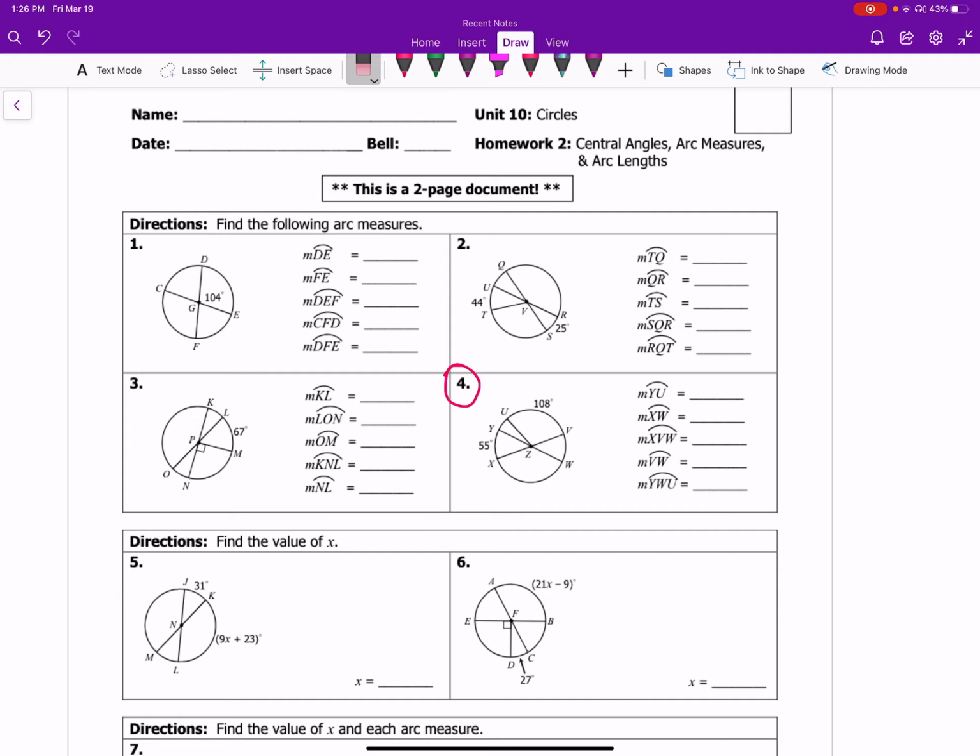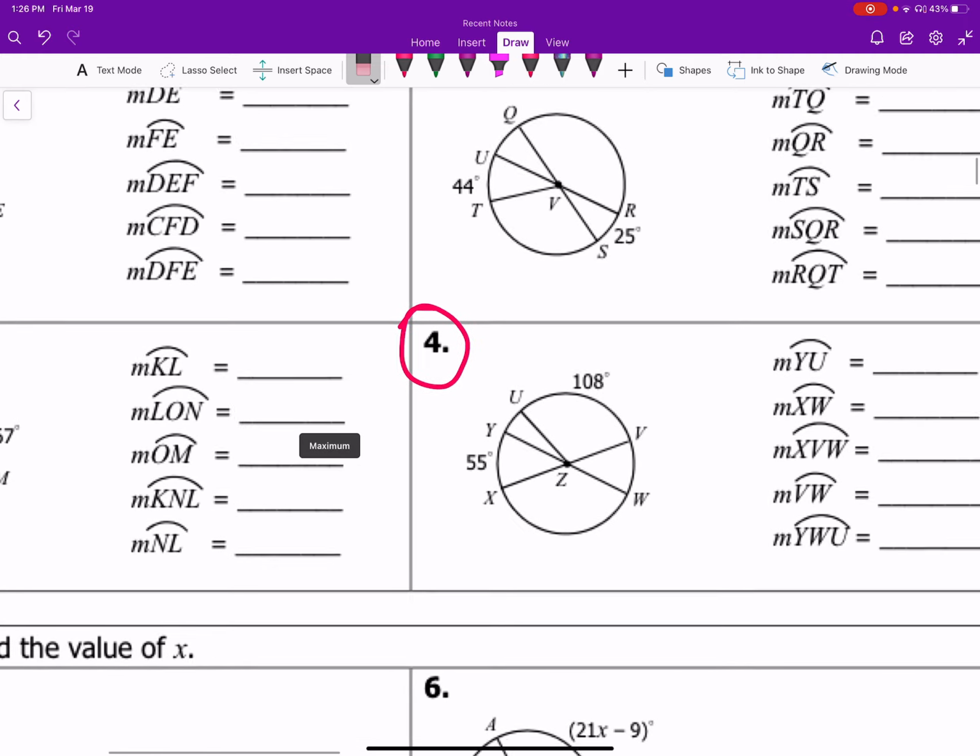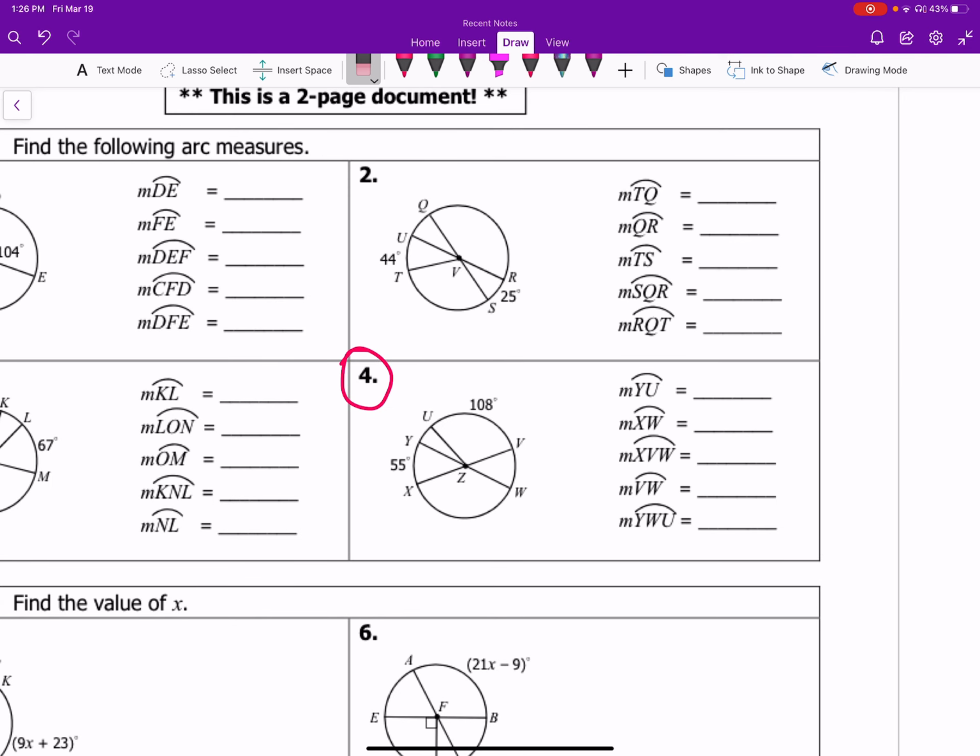So let's decide what is YU. Okay, so these are Y, this is your Y, and this is Y. According to the property we know, since these endpoints are in the center, this angle will be equal to this. So what's that? Let's erase that and see how much it is.